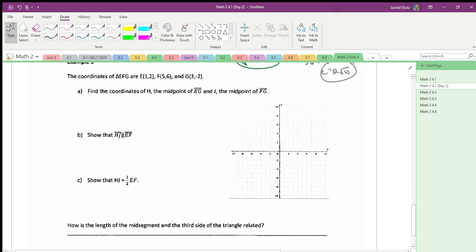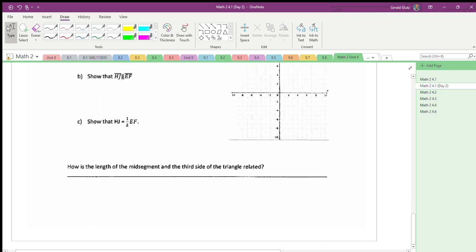So example 3, you guys can do this on your own. I'll put the answer on part 2 of the video. The length of the mid-segment and the third side of the triangle have to be related. The mid-segment has to be half. So half the third side.